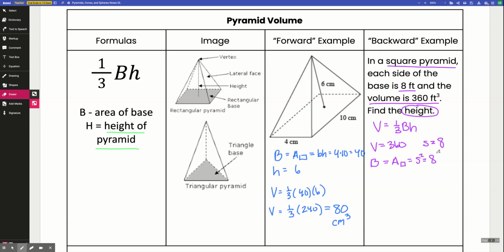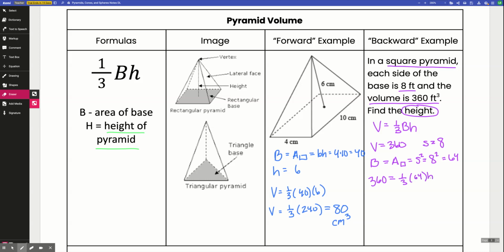So the area of my base shape here would be 8 squared, which is 64. Okay, so now that I know the volume and capital B, the area of my base shape, I'm going to plug that information into my formula up here and then work backwards to solve for what I'm missing. So volume is 360, so I have 360 equals 1/3 times 64 times the height.